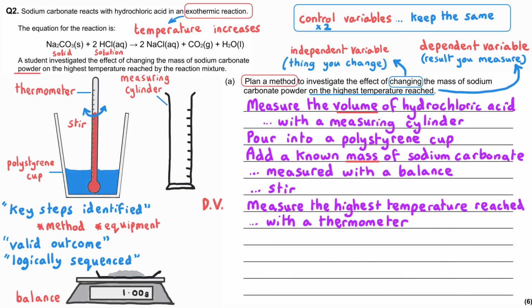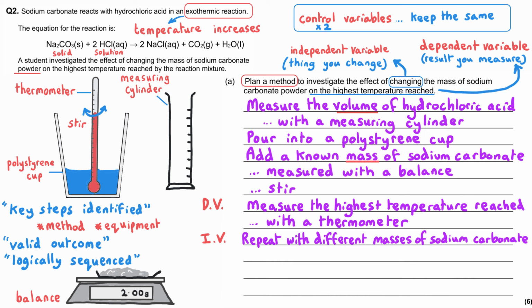Now, you could also measure the starting temperature and the finishing temperature in an investigation like this, but you've been commanded to find out the effect of changing the mass of sodium carbonate on the highest temperature reached, not the temperature change. And since we need to know the effect of changing that mass of sodium carbonate, the next thing that we would do is repeat the experiment, and this time we would use a different mass of sodium carbonate. And then again, we would measure that highest temperature reached with this new mass of sodium carbonate.